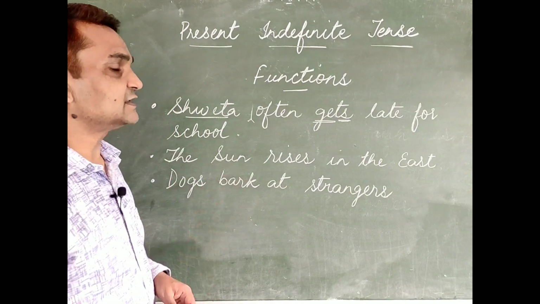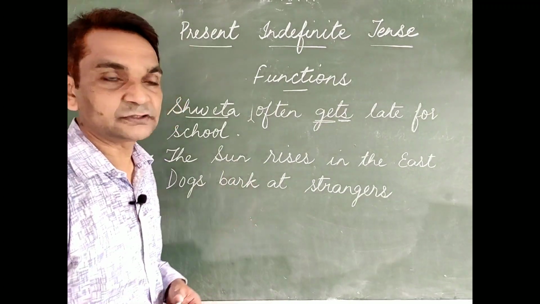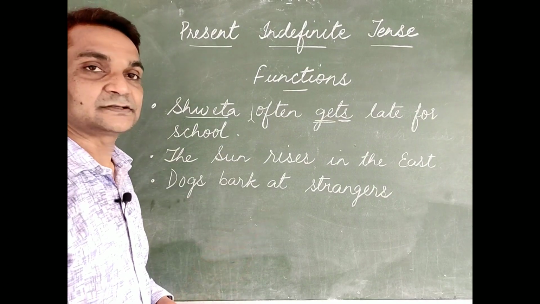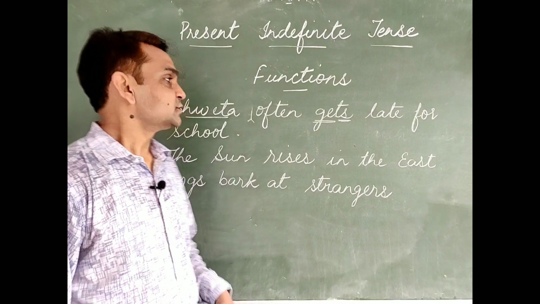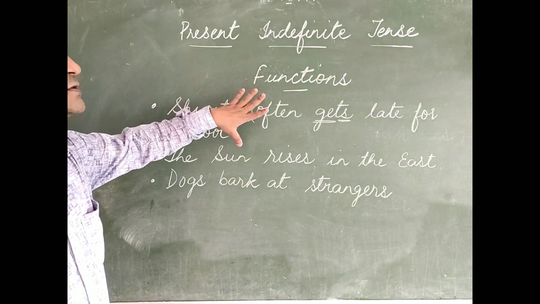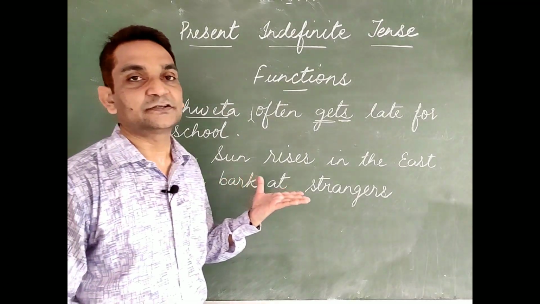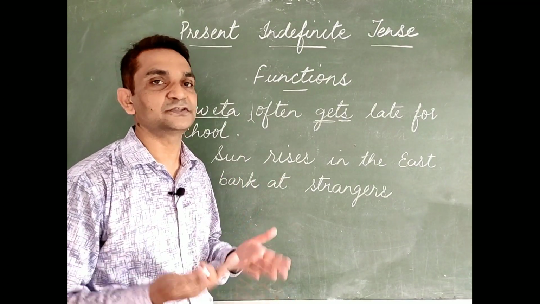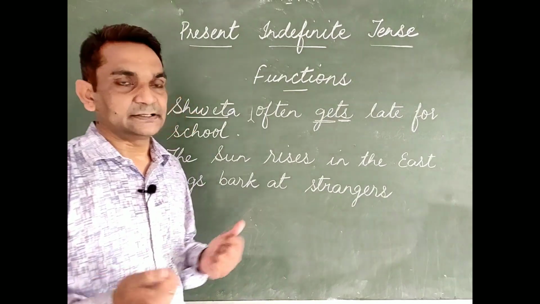The sun rises in the east. This sentence shows universal truth or the general truth. Dogs bark at strangers. This sentence shows habitual action. So the functions of present indefinite tense are, as you already learned, that it shows habit, it shows general truth, it shows permanent activity, like that.